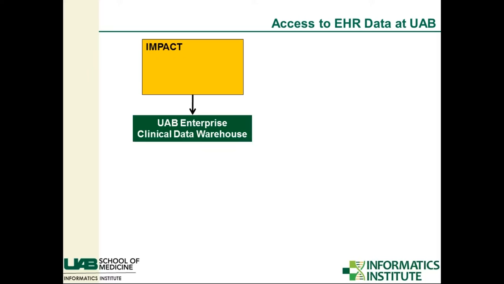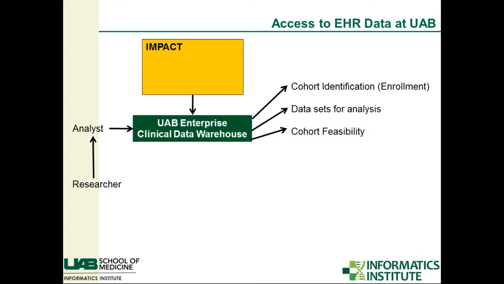Okay, so we've got Impact or Cerner, and that provides data to the UAB Enterprise Clinical Data Warehouse, which is called Power Insight. Everything's Power something with Cerner, so there's Power Insight, and that's a commercial product that is accessed by analysts. So a researcher goes to an analyst and says, I need these data, and gets the data out of the warehouse. You can use that for figuring out who you want to enroll in your study. You can get data sets for analysis, and you can also just go in there and say, how many patients do we have at UAB that have this disease and have never been on this medication, because I want to try enrolling them in my study, or whatever your enrollment criteria are.